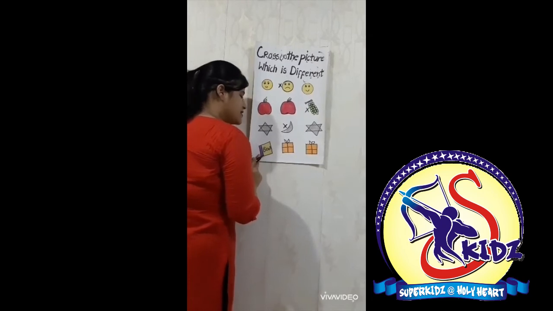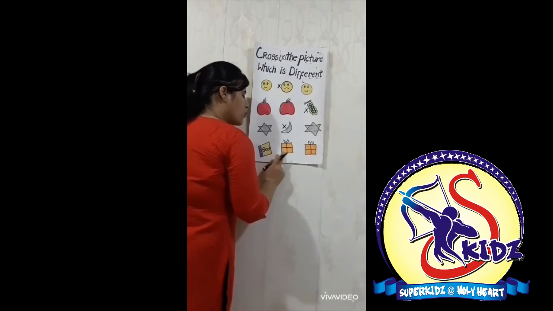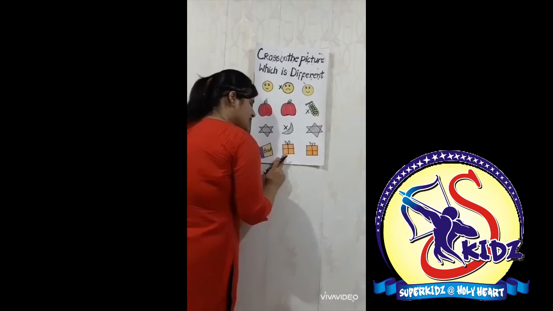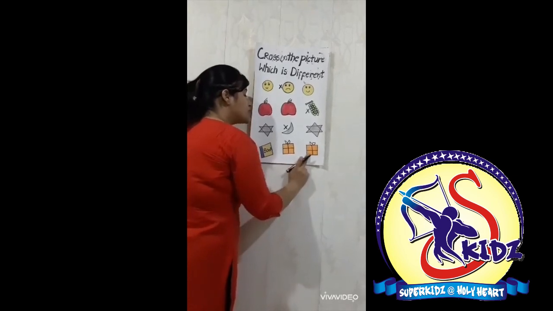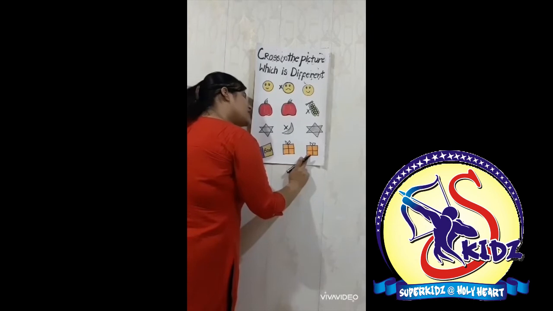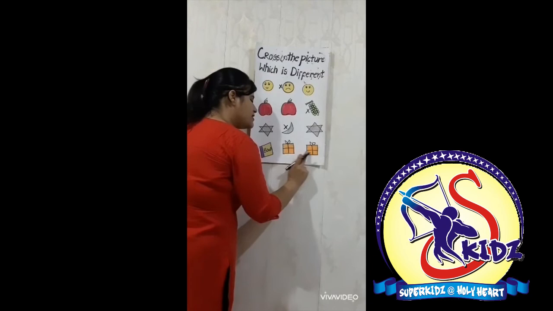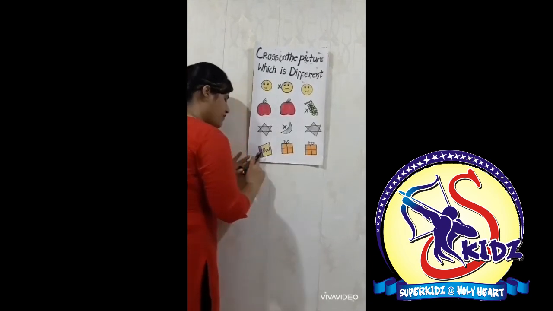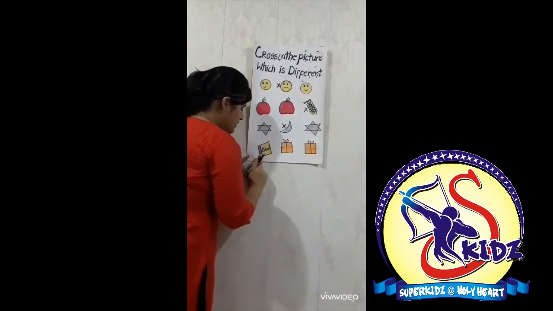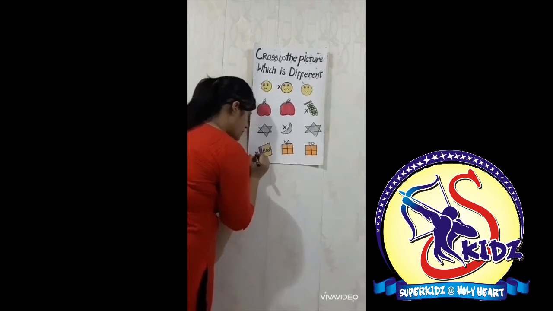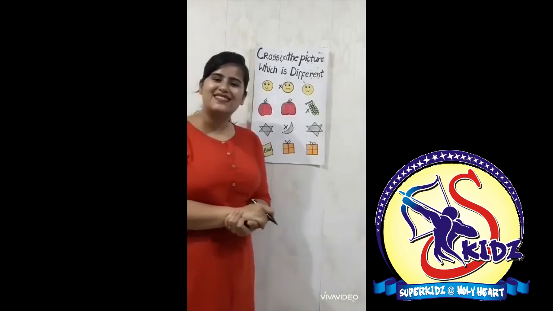What is this? This is a book. What is this? This is a gift box. And what is this? This is also a gift box. They both are the same. The book is different. So ma'am will cross the book. Which picture will ma'am cross? The book.